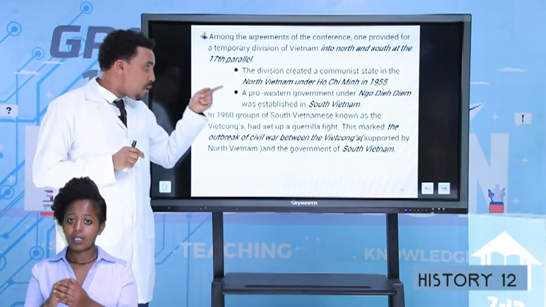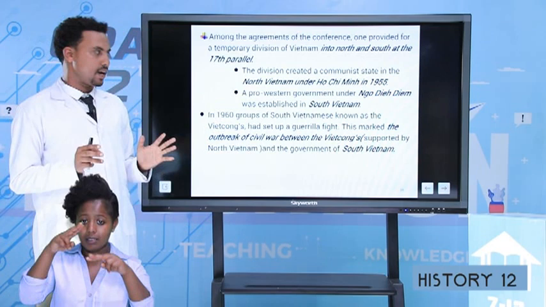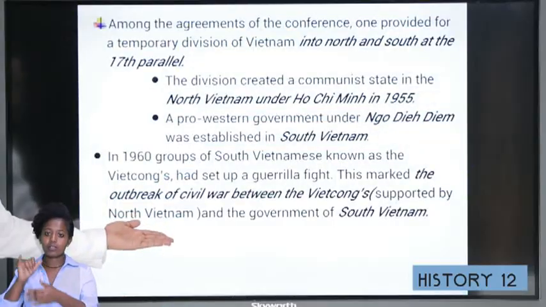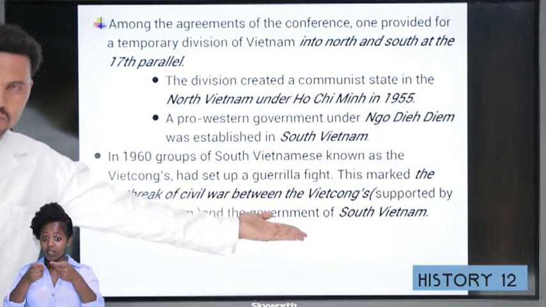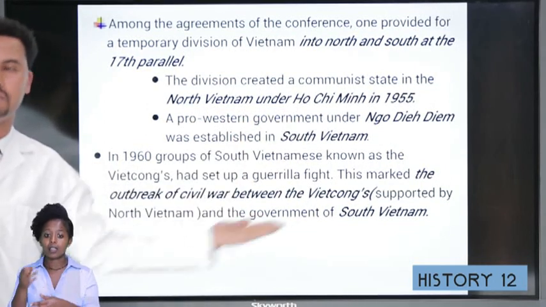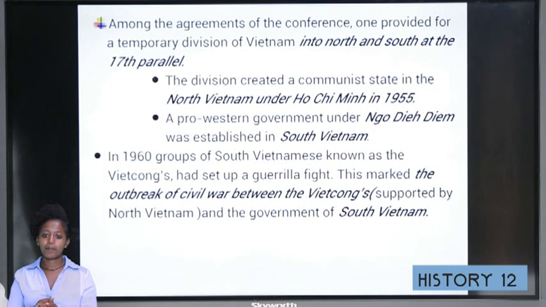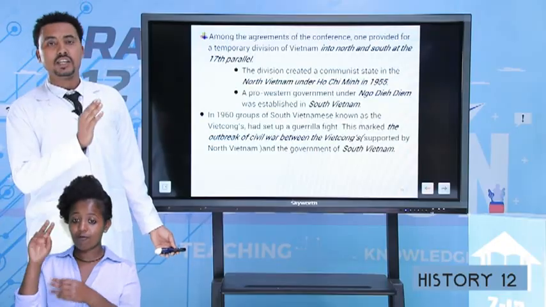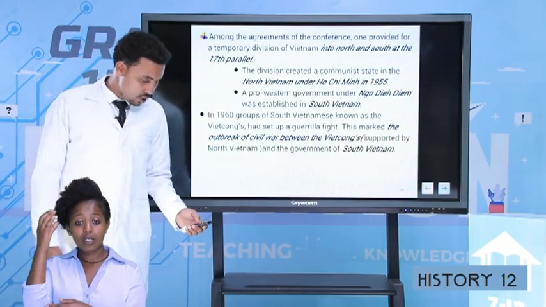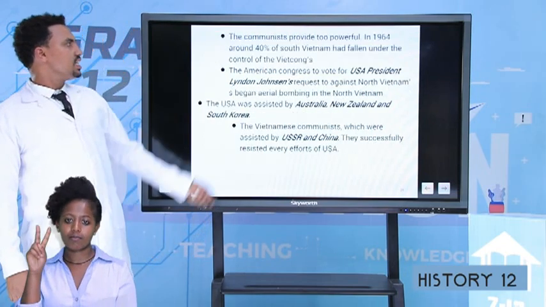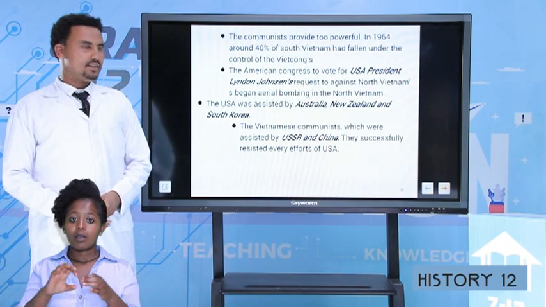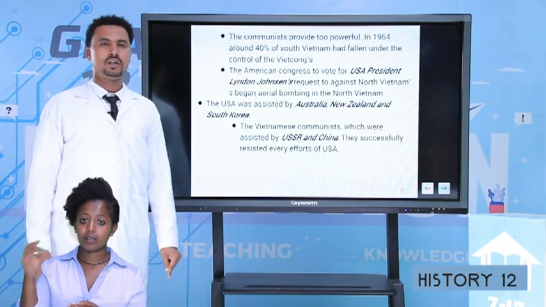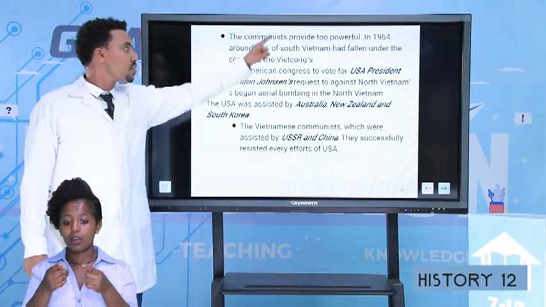In 1960, a group in South Vietnam known as the Viet Cong set up guerrilla fighting. This marked the outbreak of civil war between the Viet Cong, supported by North Vietnam, and the government of South Vietnam, led by Ngo Dinh Diem. The USA was involved on the side of South Vietnam. The USSR and China were involved on the side of North Vietnam. By 1964, 40% of South Vietnam had fallen under the control of the Viet Cong.